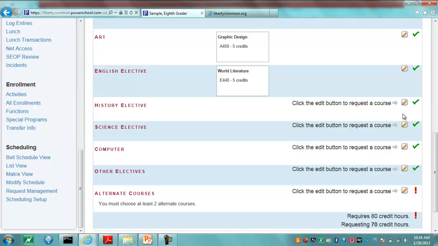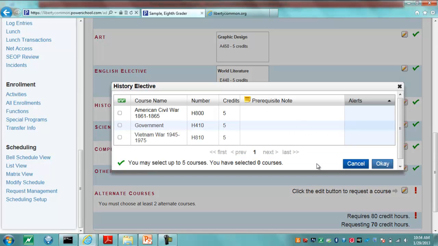History elective. In a similar fashion, we have some history electives that you can take. You've got Civil War and Vietnam War. Also, government is an option for 9th graders. That is a graduation requirement at some point, but you don't have to take that in 9th grade unless you want to.